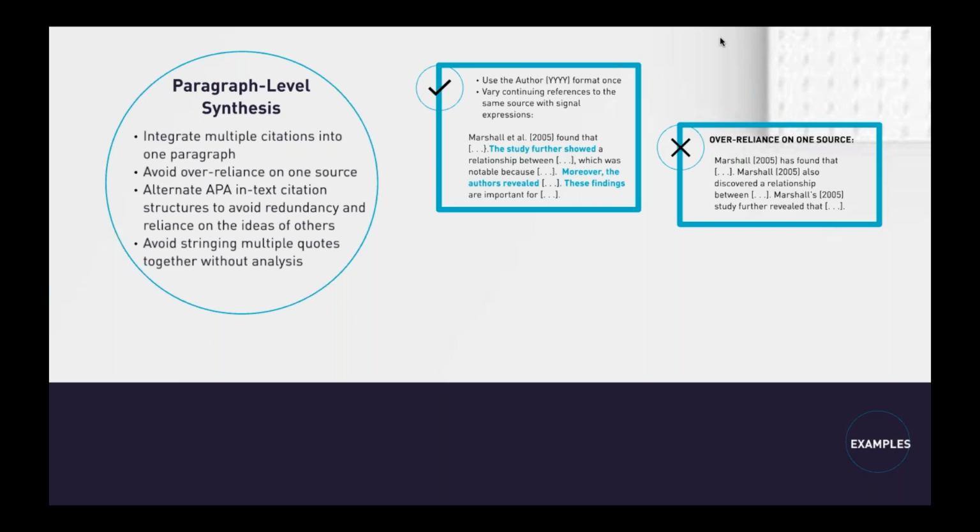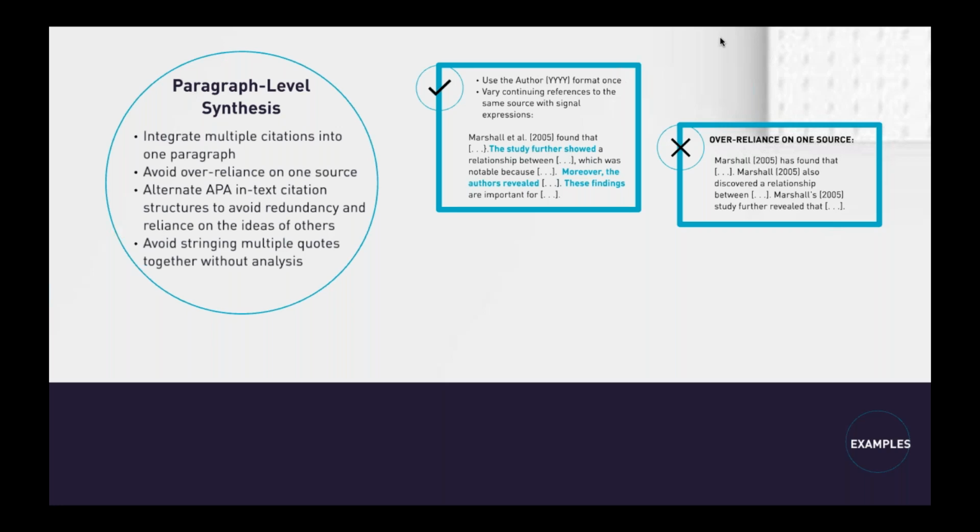This is where we put the author's name as the subject, right? Marshall et al. found that. Then we want to vary the structure afterwards. I do not want to continue to say Marshall et al. every time I start a sentence. I also don't want to avoid citing. So I want to be sure that I'm referring to the study in each of the sentences until I change my study. So this is a cool trick with APA.